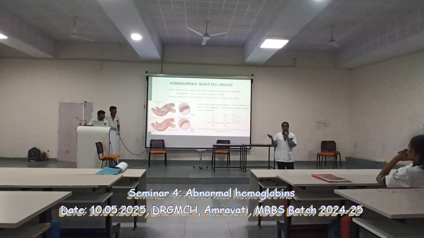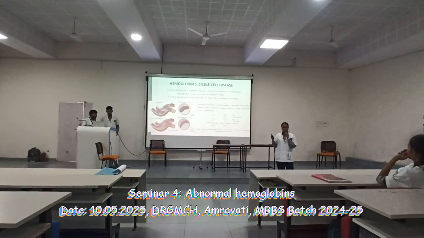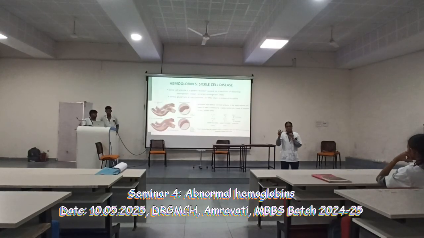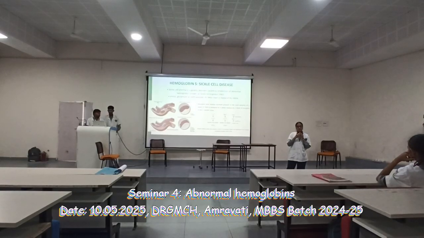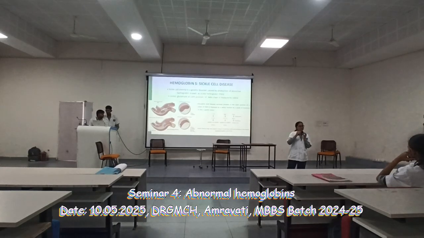In sickle cell anemia there is a mutation of the HBB gene of the beta globin chain. In normal hemoglobin structure, there are 2 alpha chains and 2 beta chains. But in sickle cell anemia, there are 2 normal alpha chains and 2 abnormal beta chains. This is due to a change in a single amino acid.